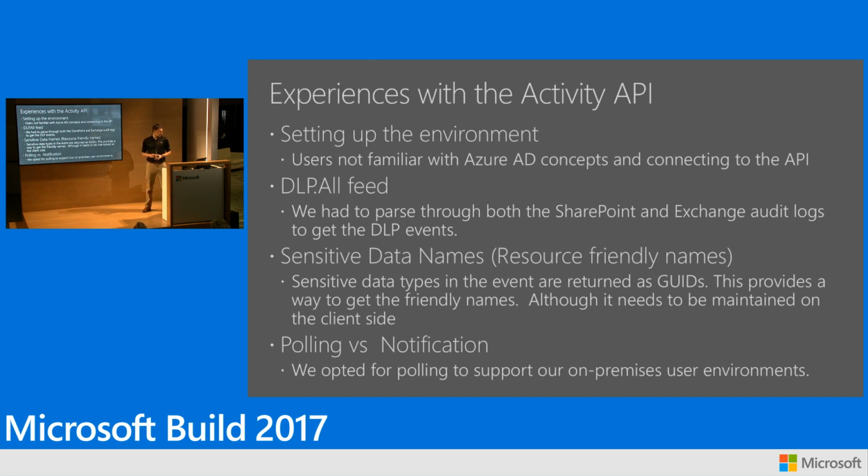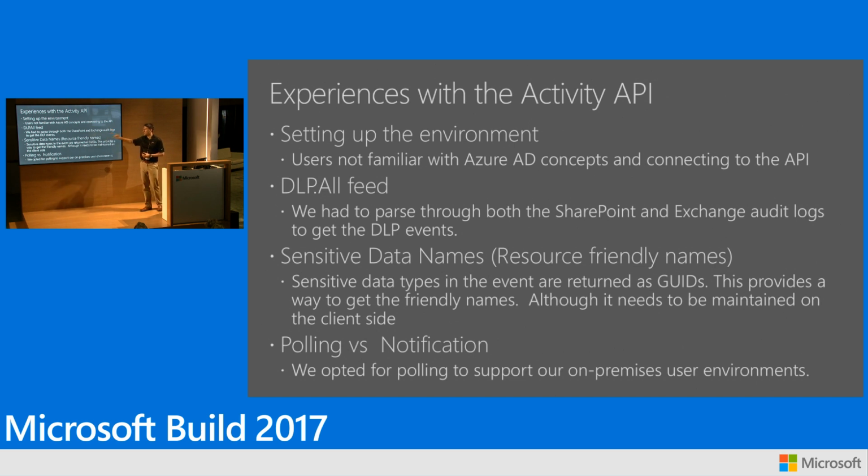As well, the DLP.all feed. Currently there are 3 types of audit log feeds with the management API: the SharePoint data, the Exchange data, and then the new feed, the DLP data. As we started working with the API, with the SharePoint and Exchange logs, we realized that only a small percentage of the events in the logs were actually DLP events. So we worked with Microsoft, and they were able to build an event log just for DLP events. This really boosted our performance, so we didn't have to parse through audit logs and find only a small subset of the DLP events.